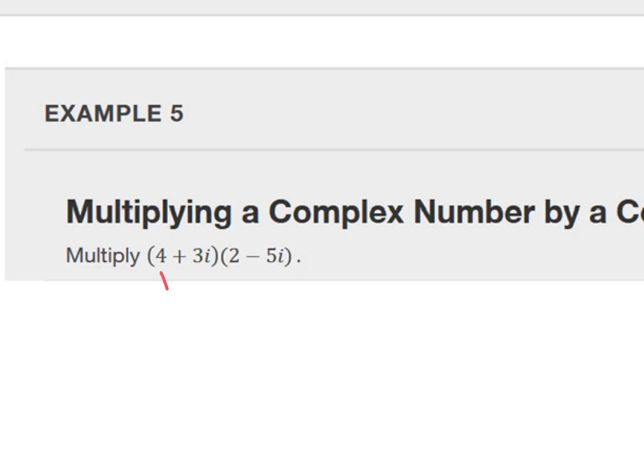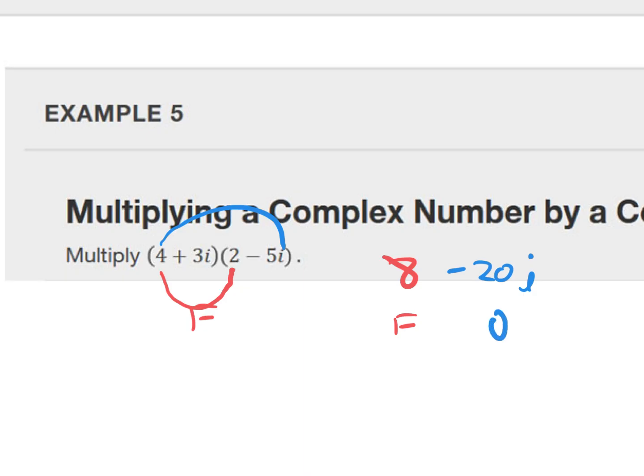First, 4 times 2 is your first. Do I need to write it out? 4 times 2? 8. So I'm going to write that down, 8. That's my first. Next one is the outer. 4 times the negative 5i. Don't forget the i. 4 times the negative 5 is negative 20. Negative 20i. This was my outer.